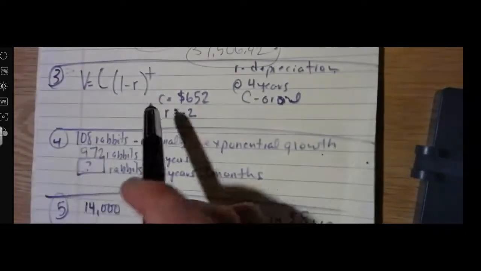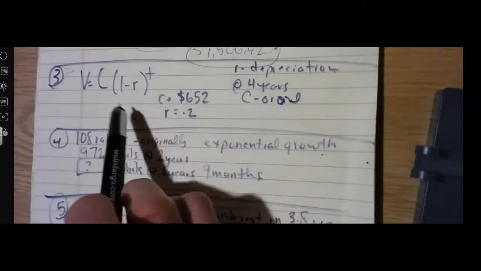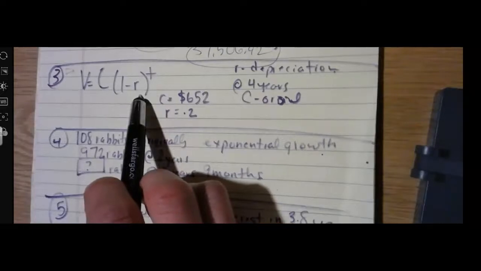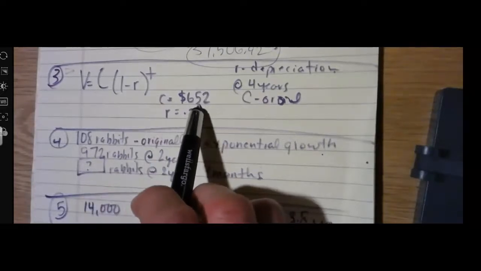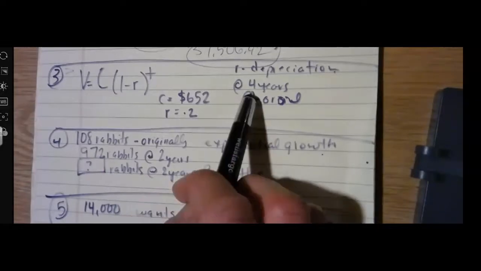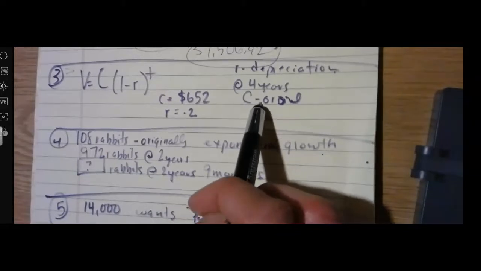Number 3, they tell you that you have a depreciation of a certain item, and right now it costs $652 in order to be able to make. And it's depreciating by 20% every year, and they want to know in 4 years what the value of that item is going to be.